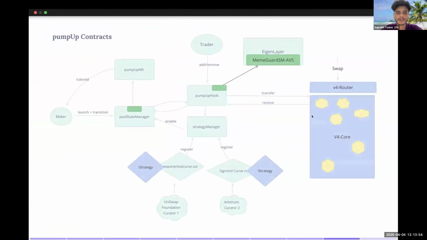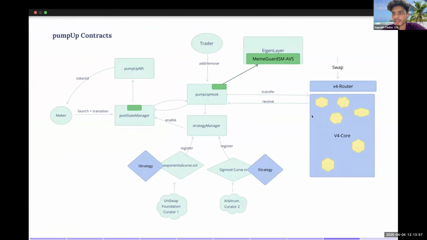So I would like to talk about the smart contract architecture for a bit. Here you can see there is a pool state manager. It stores the state of all the token pairs that have been created. It also has logic for providing initial liquidity to the pool and creating a meme coin. Then there is a strategy manager, where curators can register their strategies.